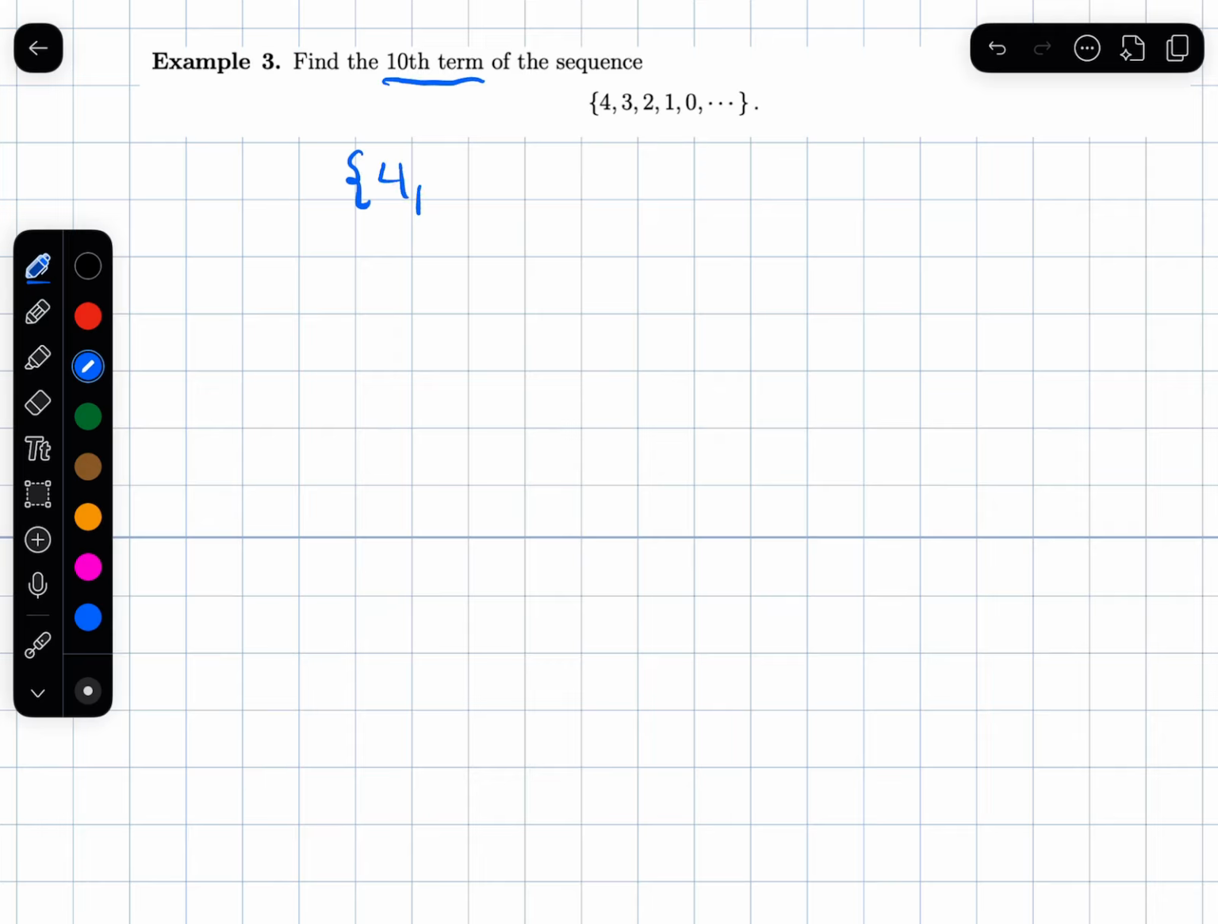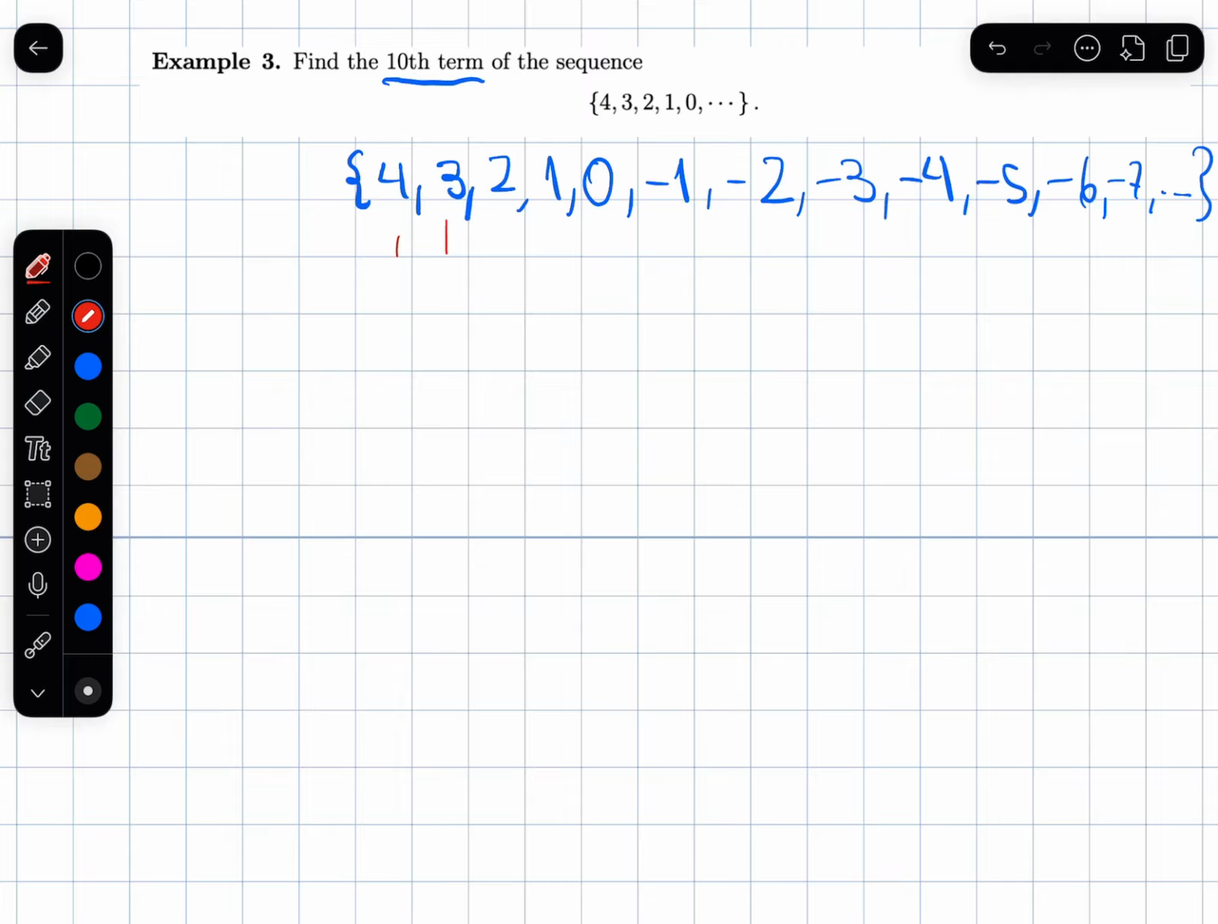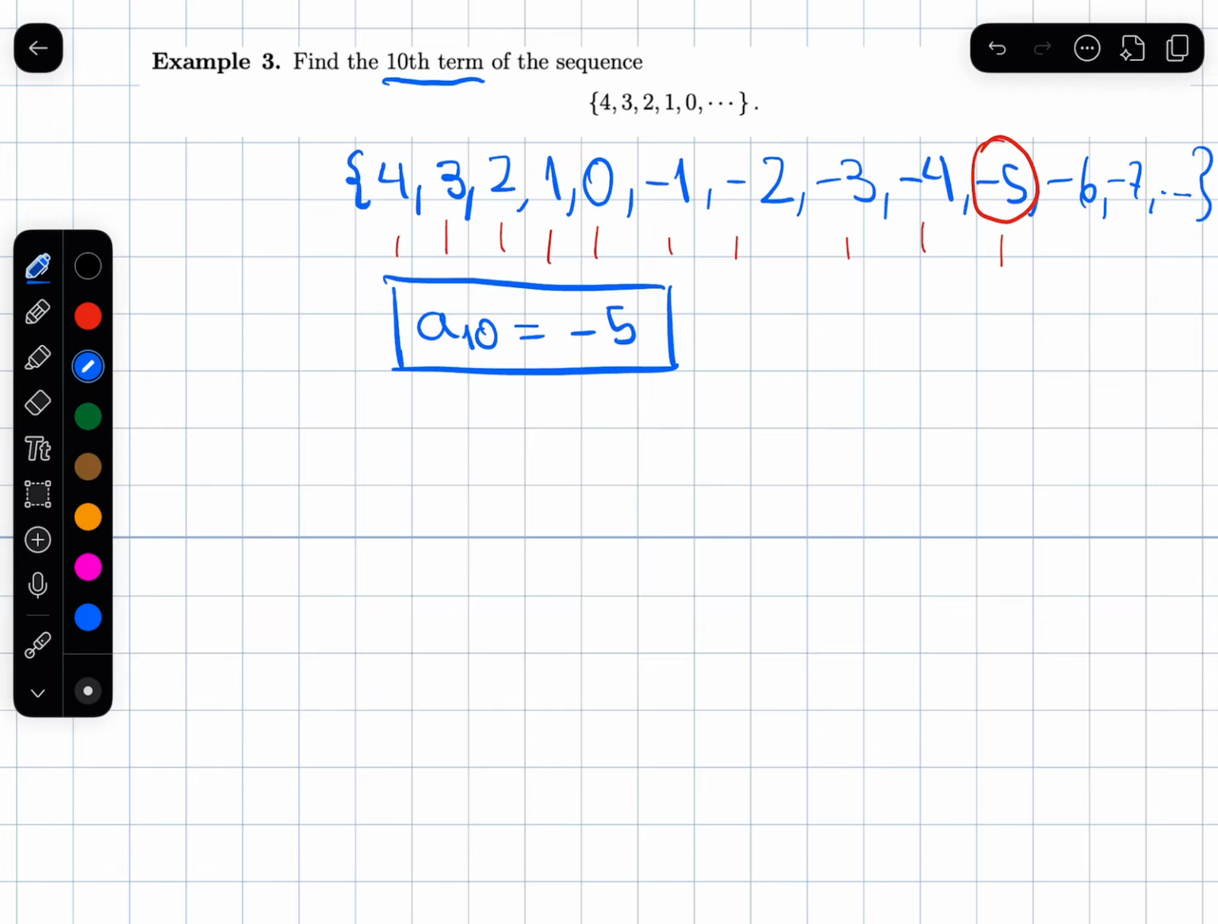For example, I can do 4 and 3 and 2, 1, 0. And then naturally, the next term of the sequence would be negative 1, negative 2, negative 3, negative 4, negative 5, negative 6, negative 7, and so on, right? Decreasing by 1 every time. And then I can just count. There's 1, 2, 3, 4, 5, 6, 7, 8, 9, 10. And then I could say that a10 is negative 5. But no, this is not the only possible answer.